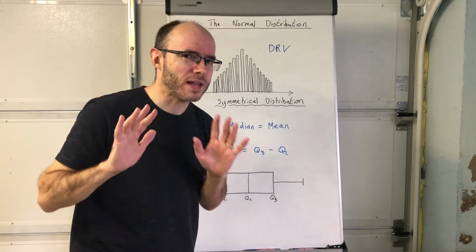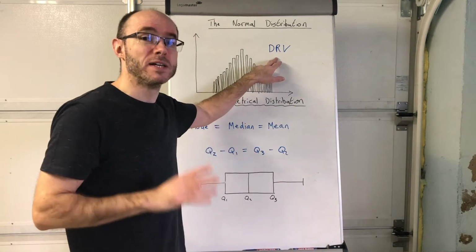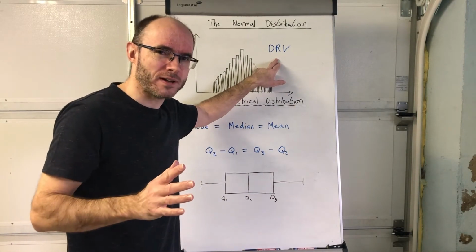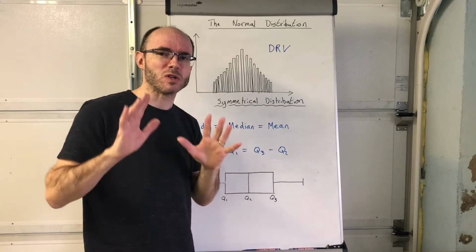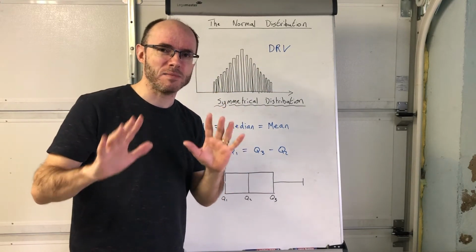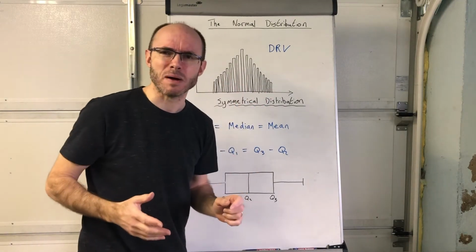But that's not all, because so far I've been talking about discrete random variables, okay? Now, hold on, I'm going to show you what continuous random variables look like in a minute. I've just got to tidy up my board.